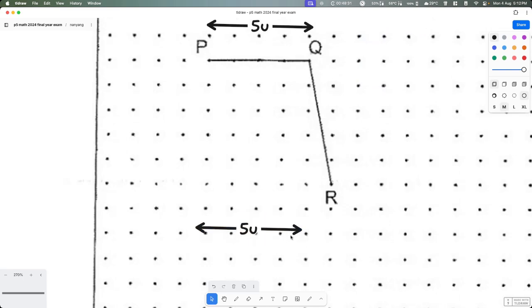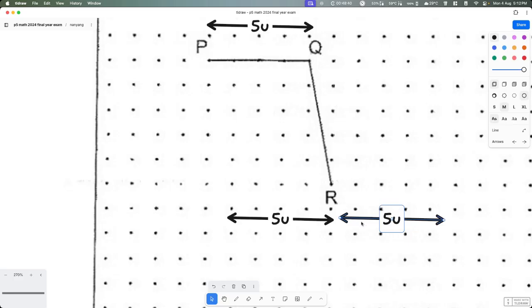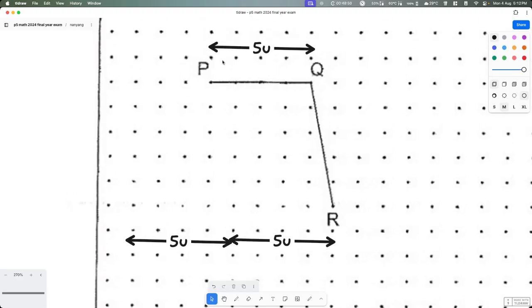So 5 units on one side, another 5 units on the other side. So somewhere here. Okay, so we count the dots. 1, 2, 3, 4, 5. And then the amount of space, 1, 2, 3, 4. So 4 units. Count the gaps, guys. Count the gaps. 4 units. So 1, 2, 3, 4 units.